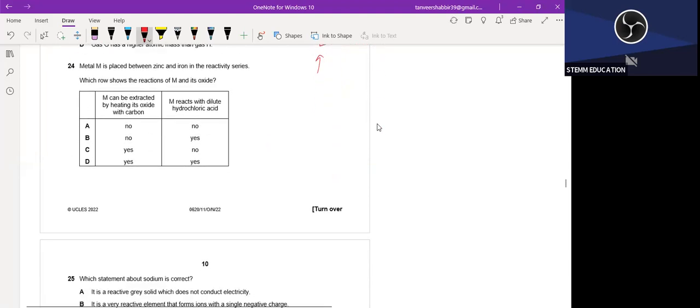Now we will see 24. Metal M is placed between zinc and iron in the reactivity series. Which row shows the reactions of M and its oxide? As you can see here: potassium, sodium, calcium, magnesium, aluminium, carbon, zinc, Fe, hydrogen, copper.